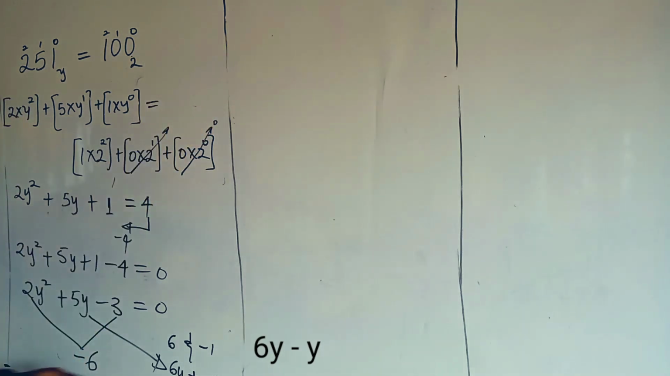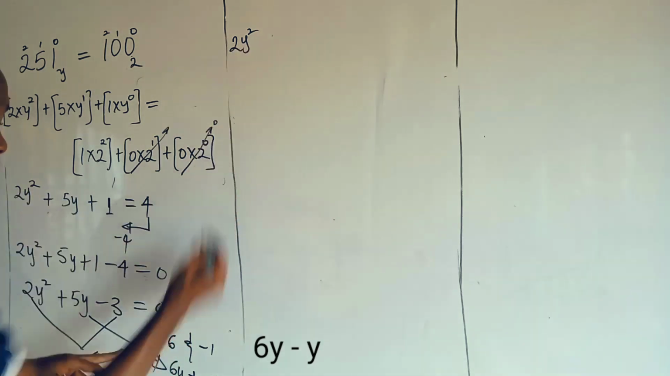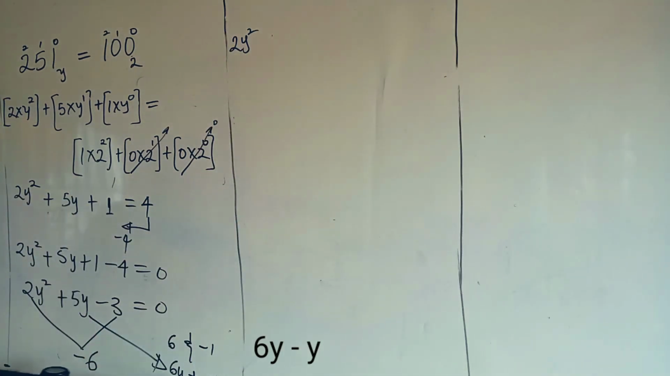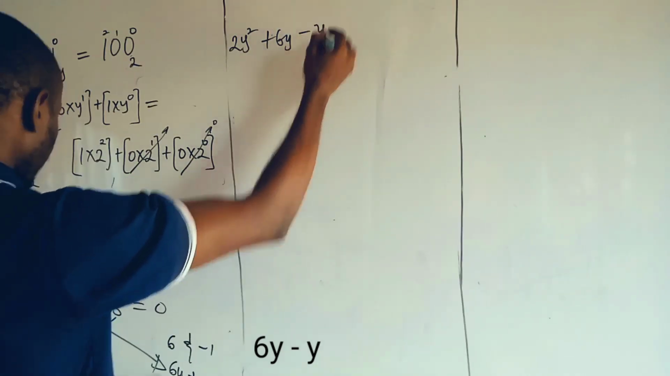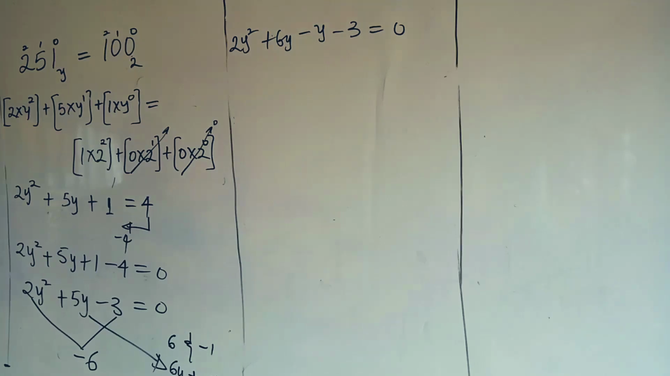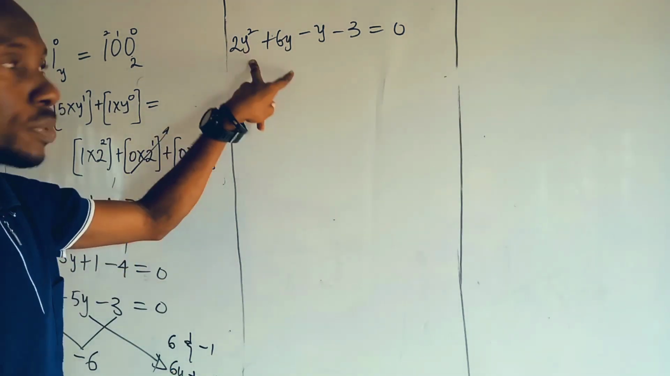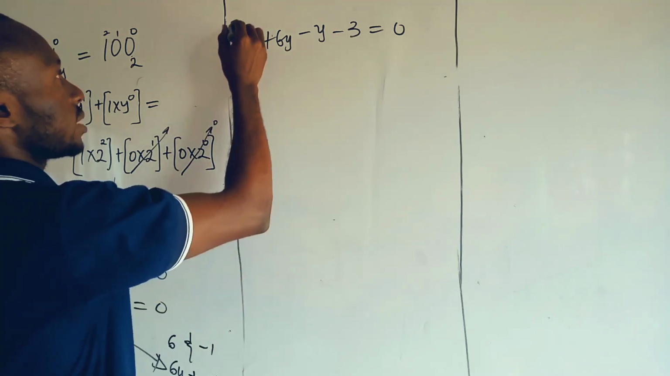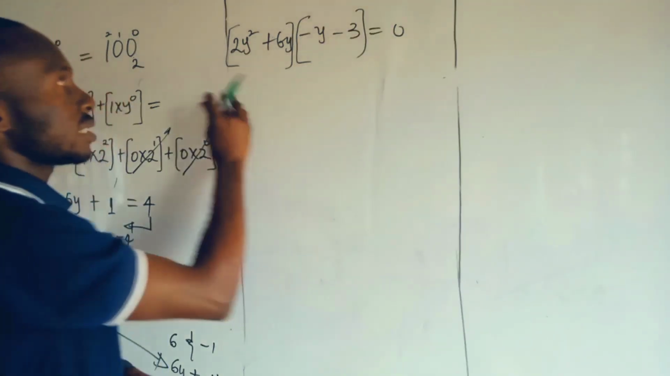Now let us take it over to this side. So I have now 2y squared, and instead of writing plus 5y, I'm going to write plus 6y minus y. Then I have minus 3 equal to 0. Okay? Yes. So we can go ahead and group these terms. We want to group them now. So I'll group them like this, and like this. This is grouping.